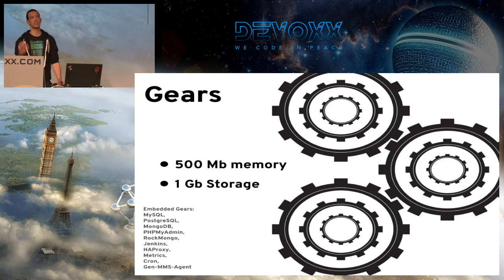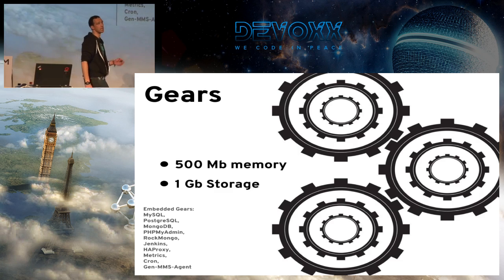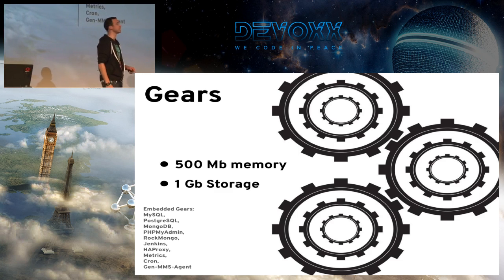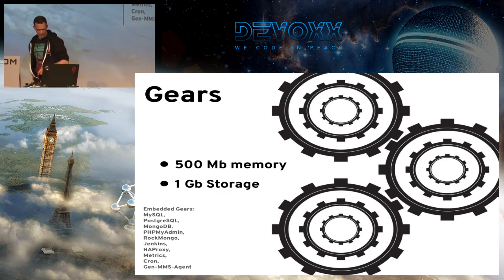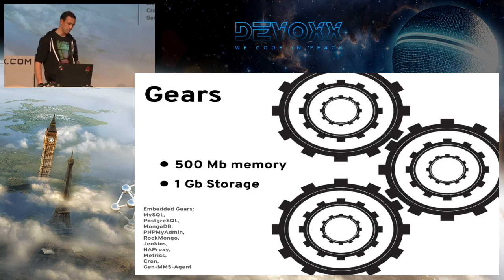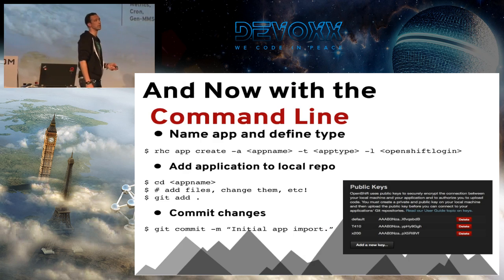Gears. That's the OpenShift term for these nodes. The web cartridges are all gears. But maybe you want a database backing your application. In that case, there are a couple databases up here you can see. I actually don't even know what the HA proxy, metrics, and GenMMS agent gears are, but they're available. You can have a Jenkins instance linked to your application so that it is running continuous integration for you. Half a gig of memory and a gig of storage per gear.